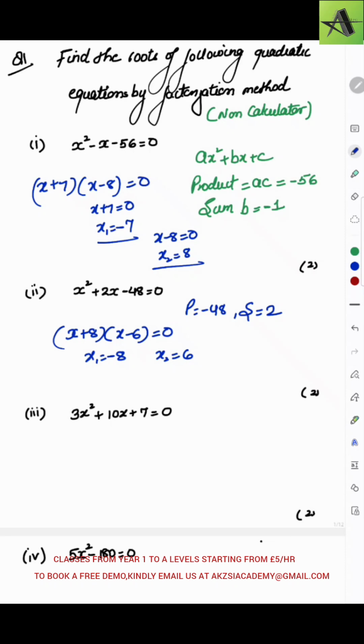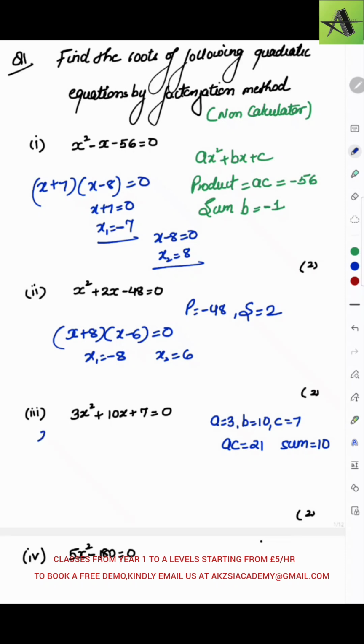Moving on to the third part, I. 3x squared plus 10x plus 7. Now there is a little difference because here a is not equal to 1. Every procedure till finding the two numbers will remain exactly the same, but later on this will change. Let me show you how. So a is 3, b is 10 and c is 7. We have to find the product, which should be AC, which is 21, and sum should be b, which is 10. So find the two numbers.